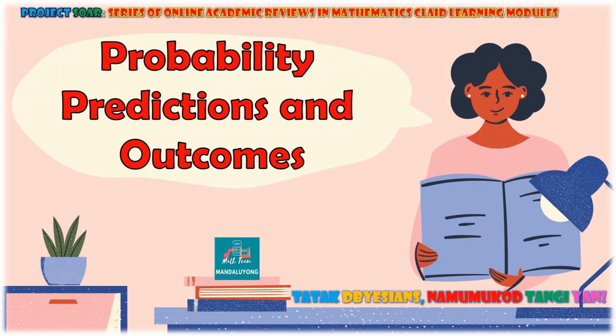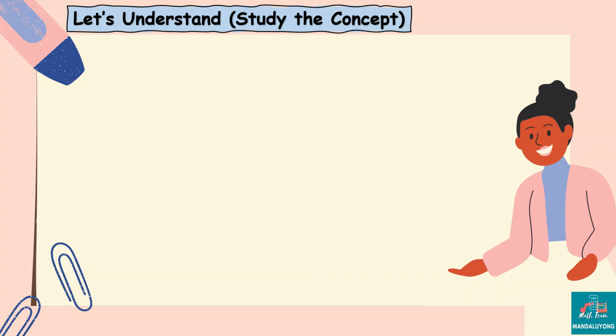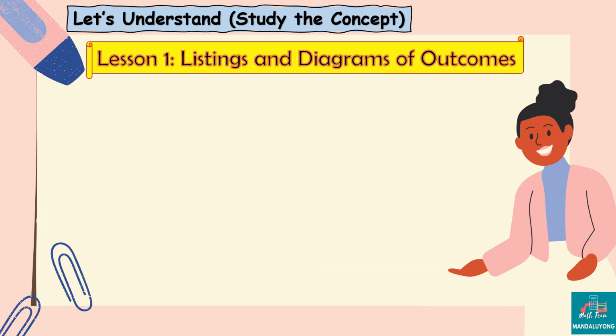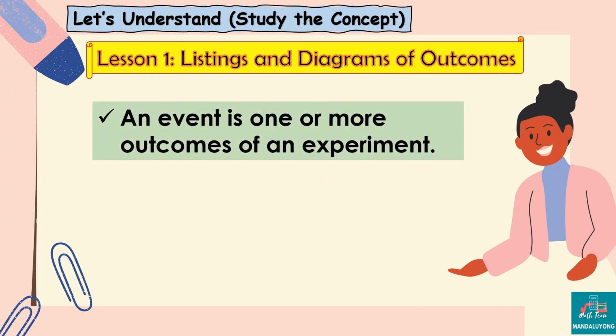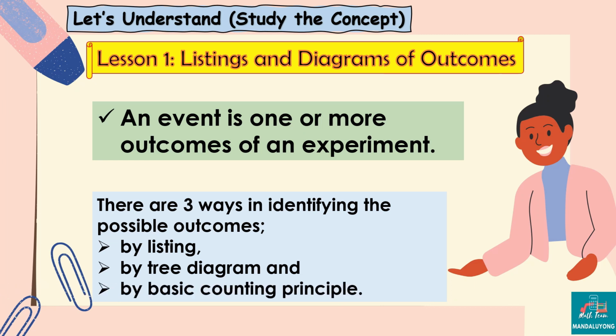Our lesson for today is about probability, predictions, and outcomes. Let us study the first concept. Lesson 1, listings and diagrams of outcomes. An event is one or more outcomes of an experiment. There are 3 ways in identifying the possible outcomes. First, by listing. Second, by tree diagram. And third, by basic counting principle.